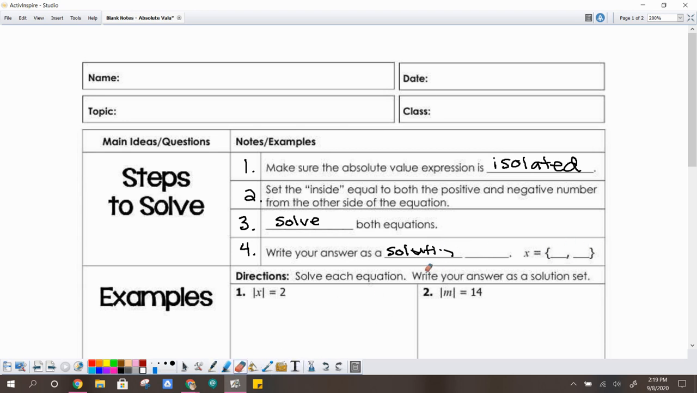Oh, that is not writing. There we go. All right. So, examples.